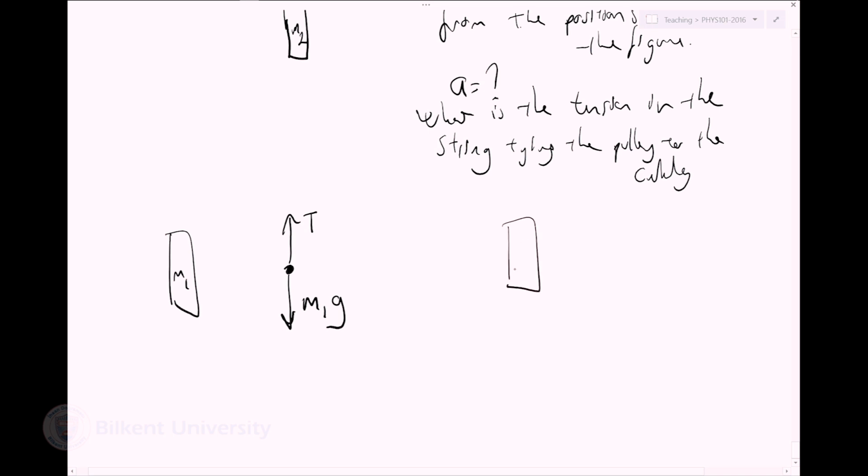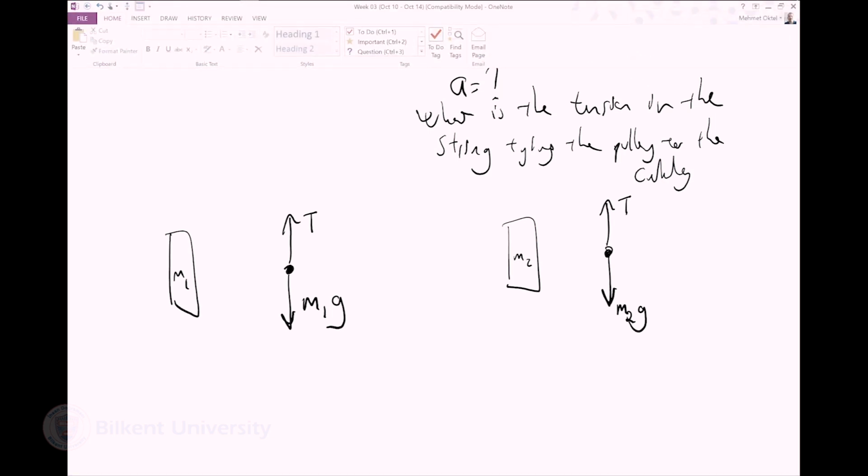I need to do the same thing for M2. What are the forces there? M2G is down and T is up. And then I need to decide how this system moves.